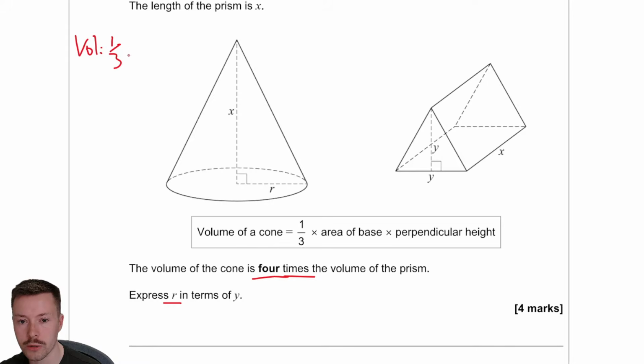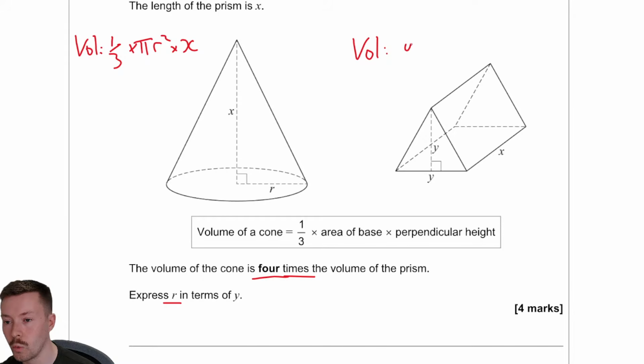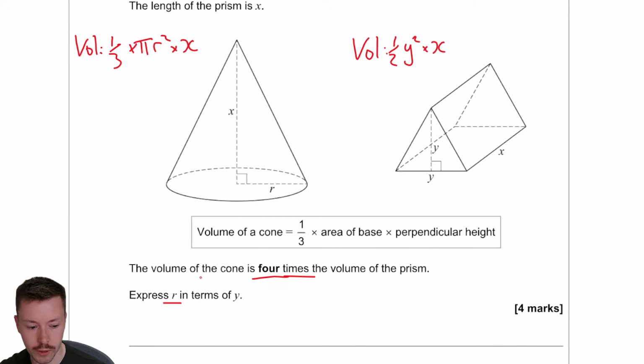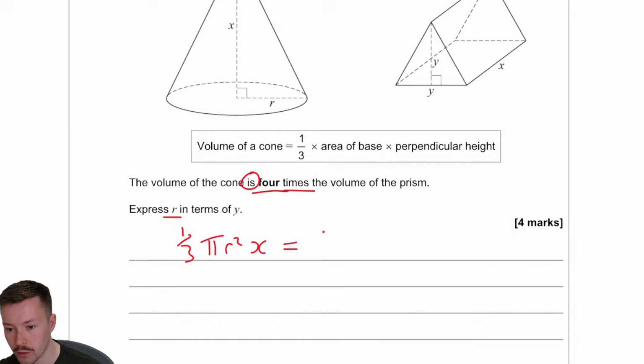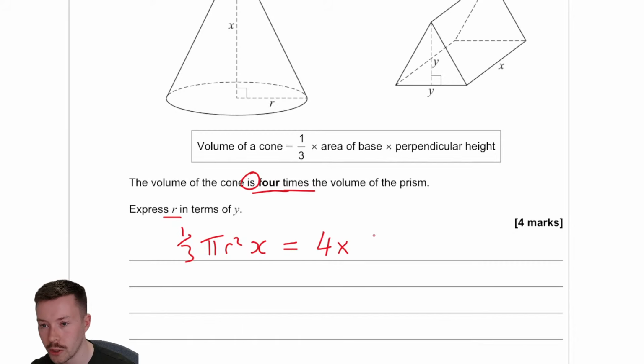That is 1/3 times pi r squared, the area of the base, times the height, which is x. And then the volume of this prism is the area of the cross section, so y times y, and then half it, so half of y squared, times x. Now we've got to write it: the cone is 4 times the volume of the prism, so 1/3 pi r squared x equals 4 times 1/2 y squared x.